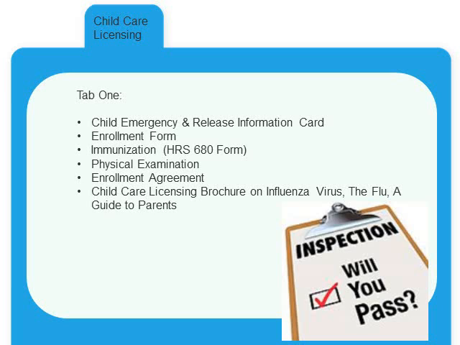The information under this tab is as follows: Child Emergency and Release Card information, Enrollment Form, Immunization Form, Physical Examination Form, Enrollment Agreement, Child Care Licensing Brochure on the Influenza Virus, the Flu, a Guide to the Parents.